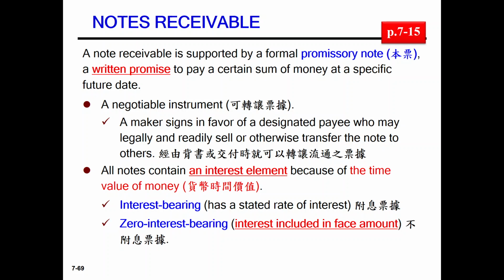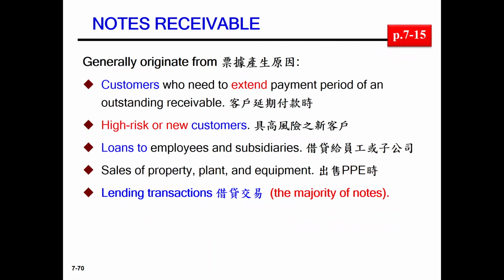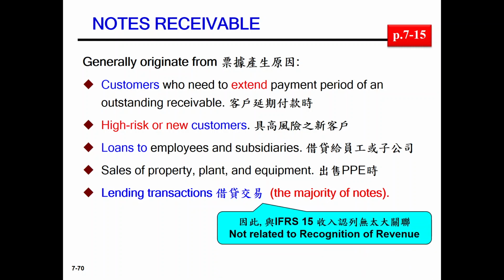And for notes receivable, usually how do we get notes receivable? The most common reason we have notes receivable is from lending transactions. So we lend the money to someone else, we have notes receivable. Okay, so that's a major reason. Of course, we have other reasons we have notes receivable, but the major reason is you lend the money to someone else. Okay, so most of the reasons are not because of revenues.